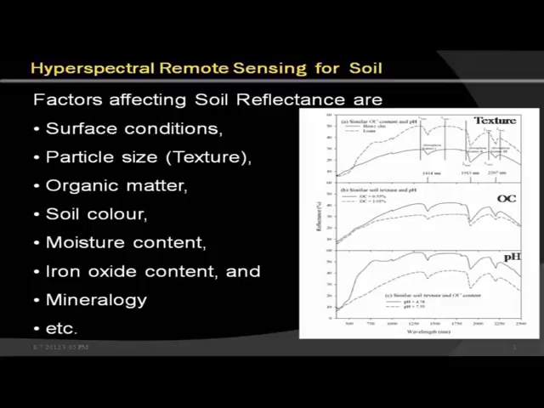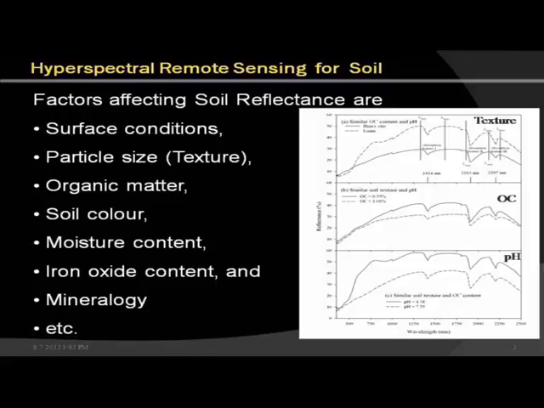Coming back to the surface conditions, the surface conditions mean how the surface is covered. It may be covered by residues, it may have a crust, or it may be irrigated, as I told you. So if the surface is smooth, then reflectance is high. This is how the surface condition affects your reflectance.